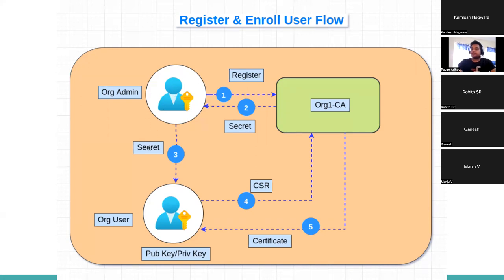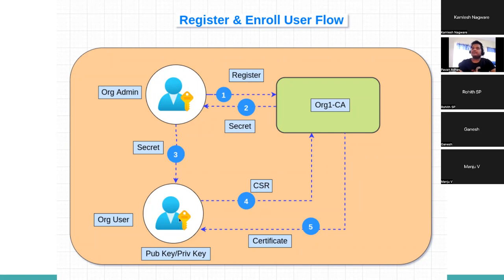Using this secret, the admin of the organization just passes it to the end user. So it's the end user's responsibility to create the public key and the private key. And using the CSR and the enrollment ID, he can create the certificate signing request and send it again to the same certificate authority. Again, the certificate authority creates the certificate for this user. Again, there are some validations, of course. And this certificate authority sends the certificate back to the user. This is the process where the end user gets the certificate.